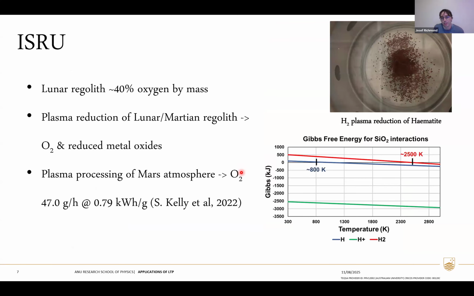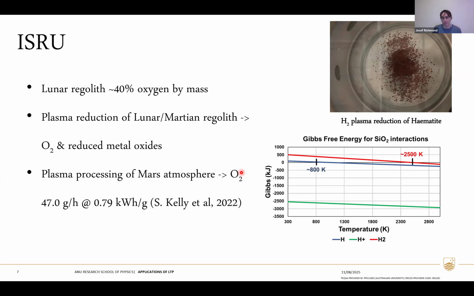Then there is in situ resource utilization, which needs no introduction. But when I say this, I'm really just talking about processing the lunar regolith. I think it's something like 40% oxygen by mass. There's a lot of oxides, basically is what I'm trying to say. That's no different to here on Earth, where we have iron ore, alumina, for example. To get to those metals, you need to take the oxygen off. You need to do reduction.